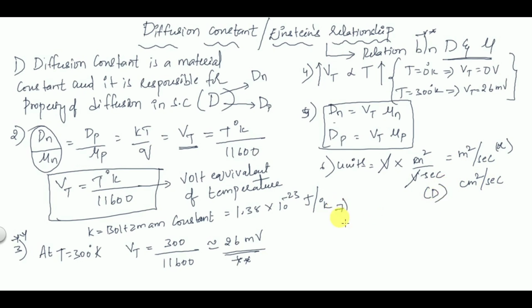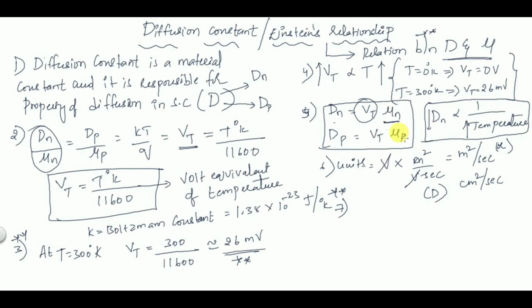The seventh point which you have to remember, very very important, is the values of diffusion constant. It again depends on mu n. Because Vt is almost constant, it depends on mu n, and since mu n decreases with increase in temperature, Dn also decreases with increase in temperature. This is one of the important points.